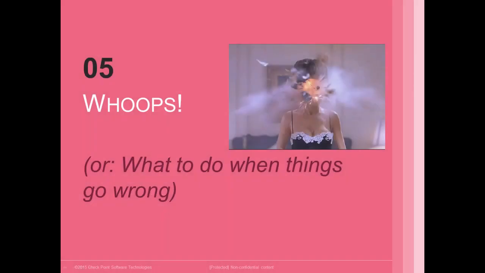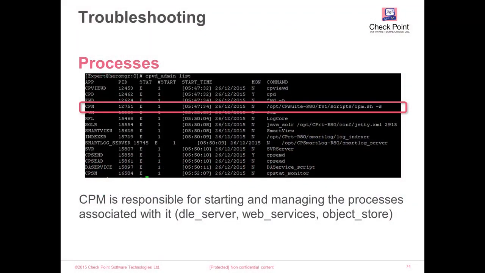So let's cover some small hints on what we can do when things go wrong. As mentioned earlier, CPM is responsible for starting and managing the processes associated with it: the DLE server, the web service, the new jar files, for example, the CPM jar file process, the object store, and so on. CPM is monitored through Watchdog, so you can run a command called cpwd_admin list to validate that the CPM process is indeed executed. And you can also check that it's not restarting, because if you see multiple restarts here, that would indicate that you have a problem with this process.